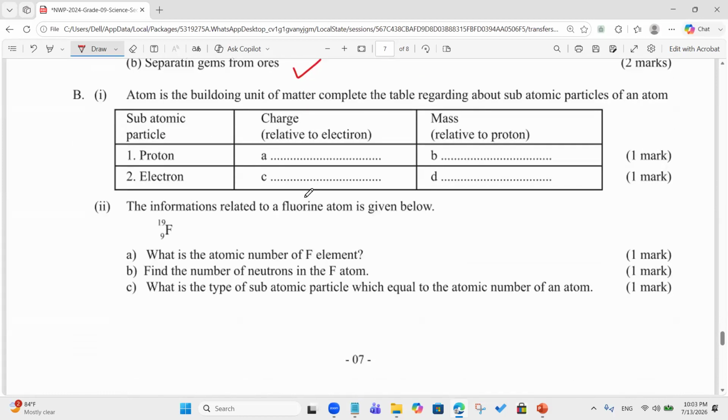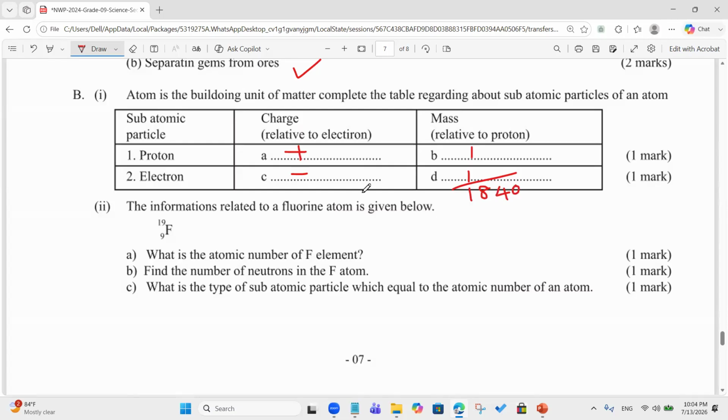B part: atoms are the building units of matter. Complete the table regarding the subatomic particles. Protons, what's the charge of a proton? Positive, Lamai. Electrons, negative, you write in words. Electrons negative, and their mass. The mass relative to proton is 1, and here for electron it is 1 over 1840.